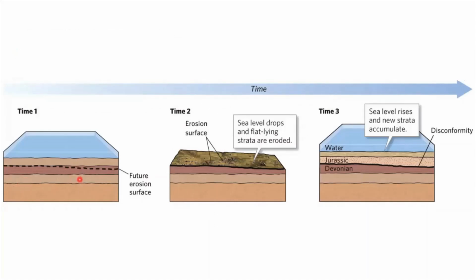Now, here are some sedimentary layers that are being deposited, and they start eventually being eroded away. And as they get eroded away, new layers get deposited on top of them. And this is a disconformity. So it's a gap in the geologic record because some of that material was removed away.